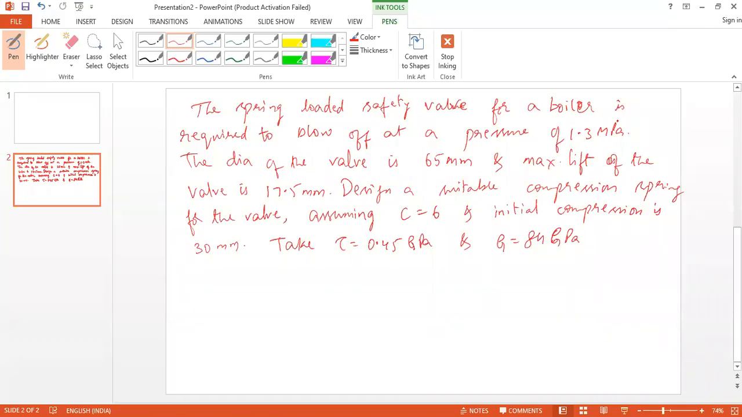A spring-loaded safety valve for a boiler is required to blow off at a pressure of 1.3 megapascal. The diameter of the valve is 65 mm and the maximum lift of the valve is 17.5 mm. Design a suitable compression spring for the valve, assuming C is 6 and initial compression of 30 mm. Take tau as 0.45 gigapascal and G as 84 gigapascal.